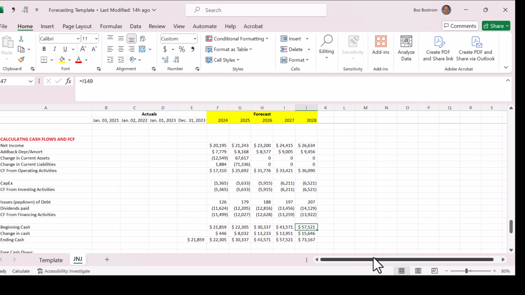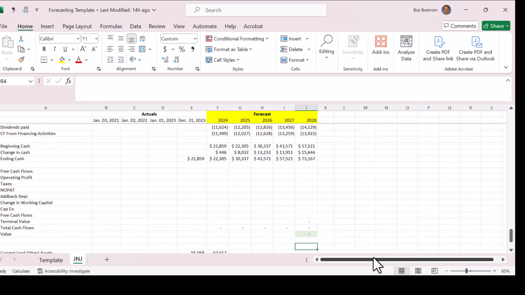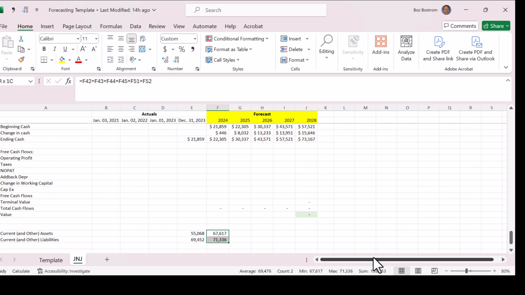So, I mean, I should have just taken a cursory look and figured out that this change in current assets and liabilities was zero. You know, my ending cash in my statement of cash flows did not equal my balance sheet. So now it's like, oh, yep. And I probably should have just done this to begin with.